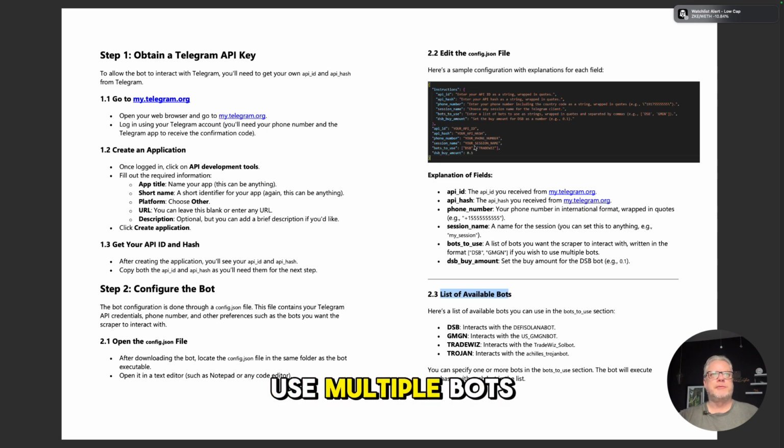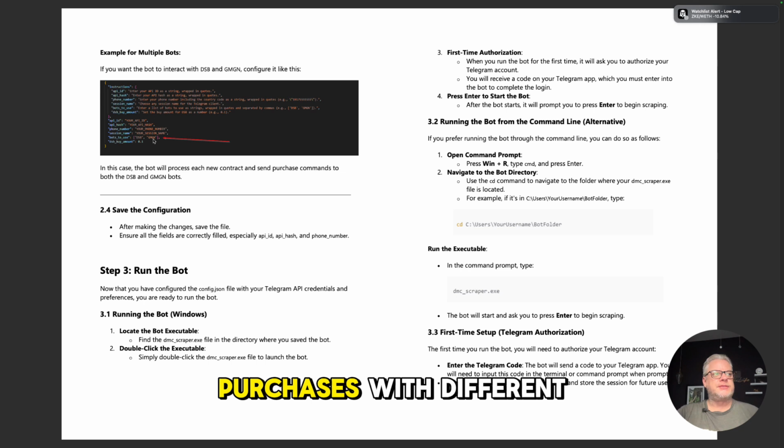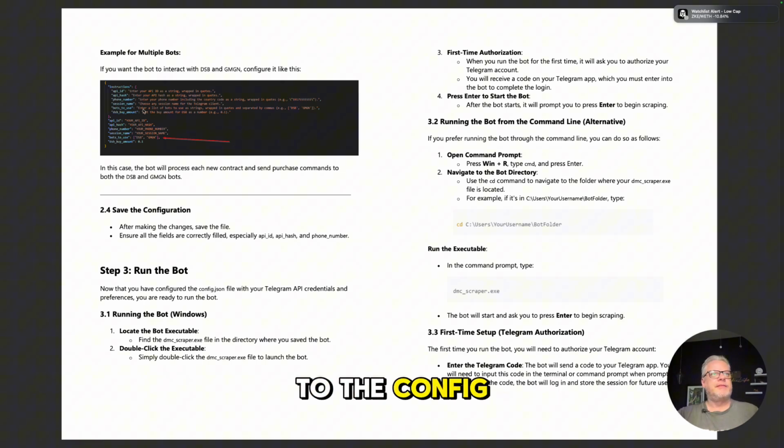If you want to use multiple bots, just separate them by commas, but put each inside inverted commas. If you want the bot to interact with DSB and GMGN, configure it like this: again, separated by a comma, but inside inverted commas, DSB and GMGN. So you can scrape and do multiple purchases with different bots. Once you've entered all that configuration into the config.json file, make sure you save it, and then all you need to do now is run the bot.